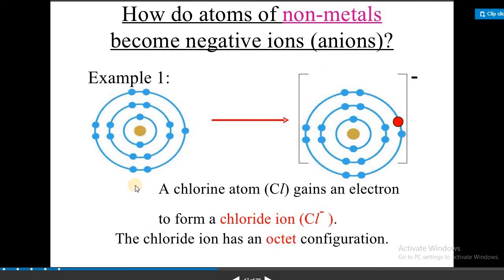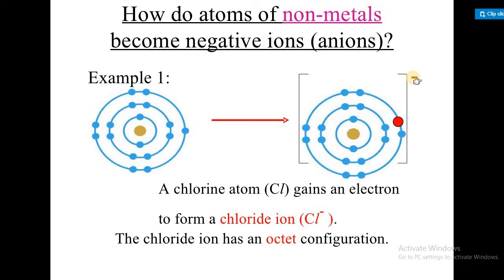The chlorine atom has atomic number 17. So the electronic configuration will be 2, 8 and 7. First 2, then second shell 8 and the third shell 7. To attain the octet stability, or to complete its octet, it is going to gain 1 electron. So after gaining the electron, we show the chloride ion, which is formed by gaining 1 electron. We are going to put it into a square bracket and put the negative charge.